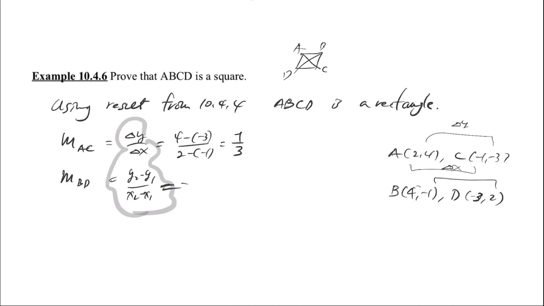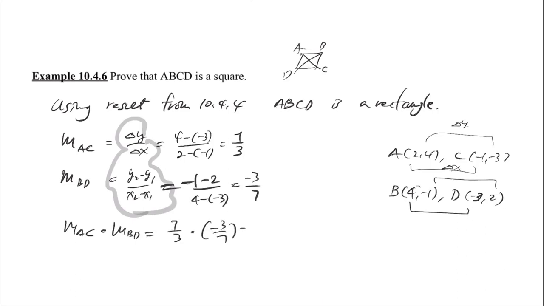So that would be, changing y would be negative 1 minus 2. Changing x, 4 minus minus 3. That's negative 3 and 7. So we know that the slope of AC times the slope of BD, when you multiply it, gives me negative 1. So that implies, therefore, that AC is perpendicular to BD.